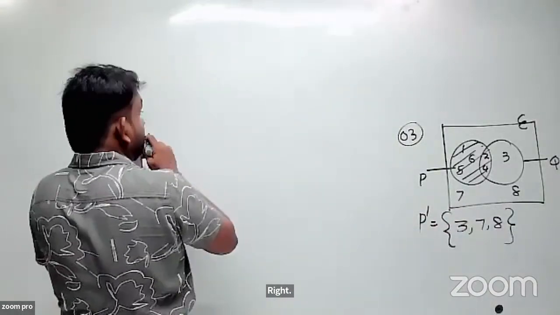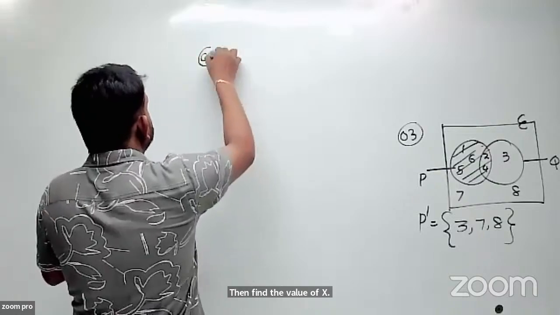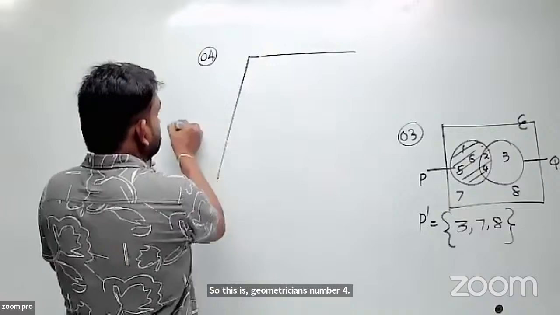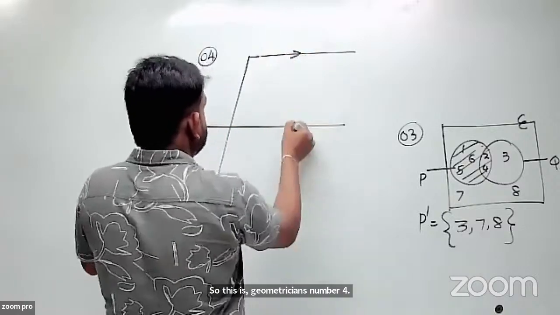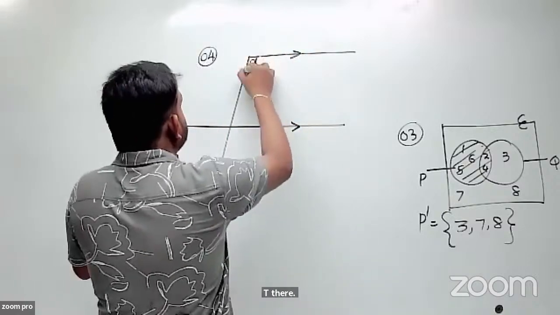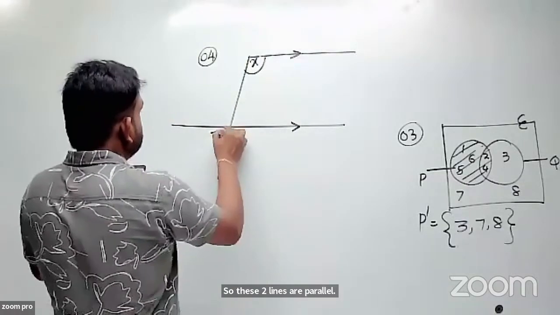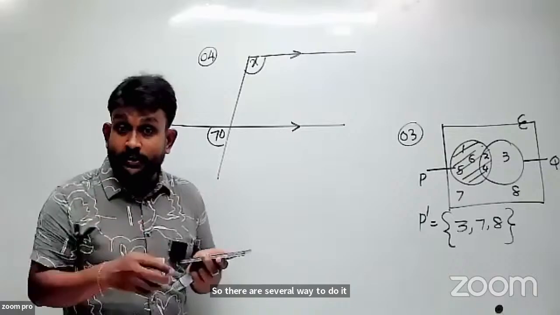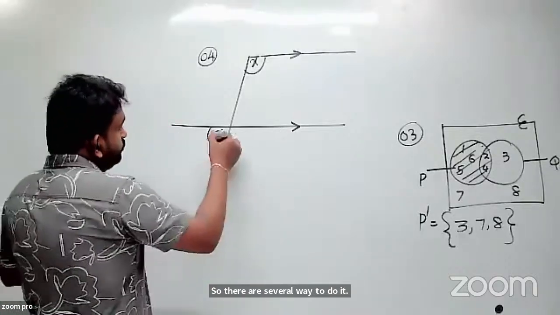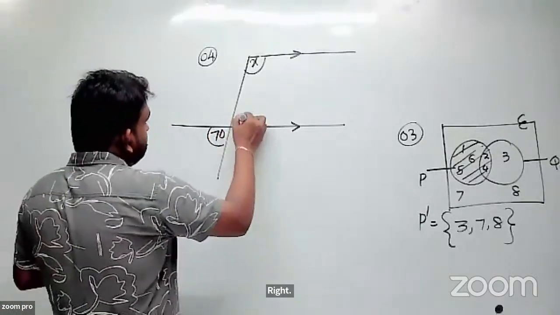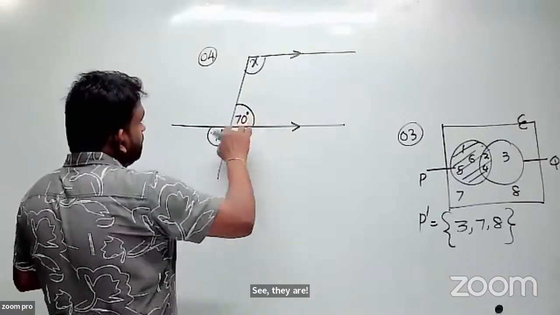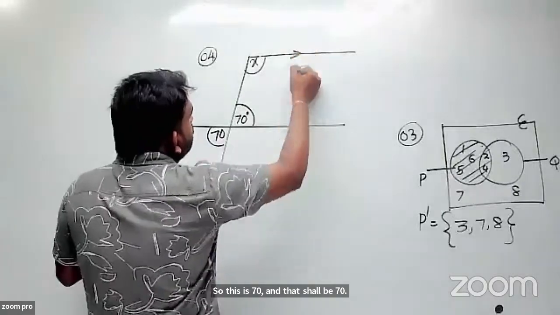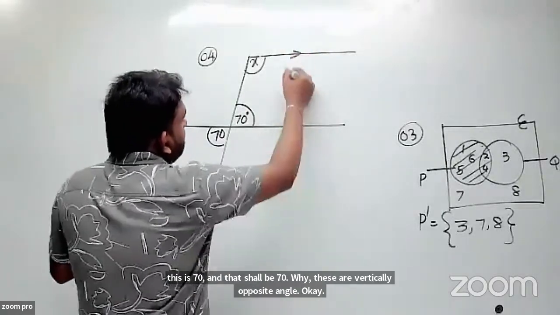Then find the value of x. So this is a geometry question, question number 4. See there. These two lines are parallel, and here is x and here 70. There are several ways to do it, right? So this is my way. See there, this is 70 and that shall be 70. Why? These are vertically opposite angles. Okay, then I can see that the two lines are parallel.